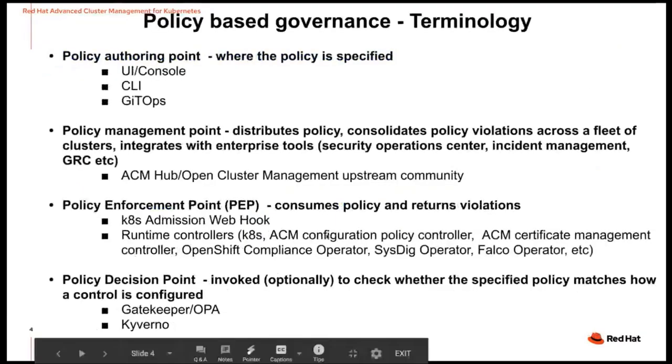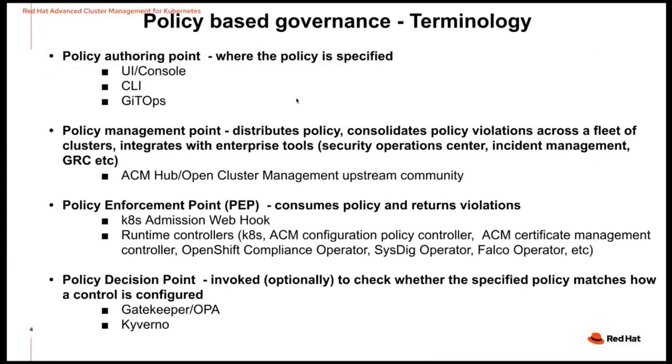So I want to introduce some terminology here just to level set what we are talking about. If you think about policy-based governance, there is a policy authoring point where the policy is specified. Now, this authoring point could be either the console, or it could be a CLI, or it could be GitOps. Our preferred methodology is GitOps, the reason being that it allows you to manage policies just like you would manage source code. So you define all the policies in Git, and then within our ACM product, you can define a subscription to pull those policies and deploy them onto the managed clusters. So that is our policy management point.